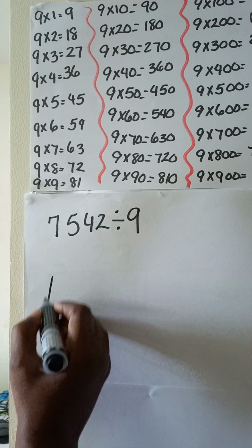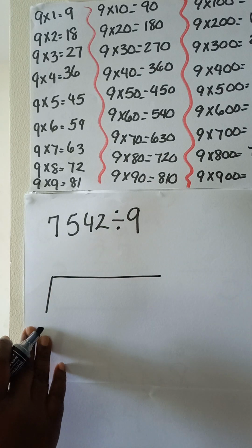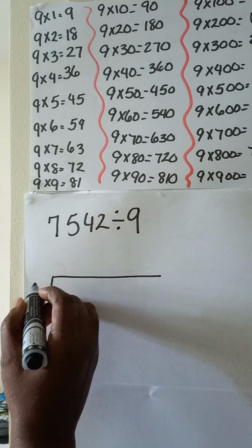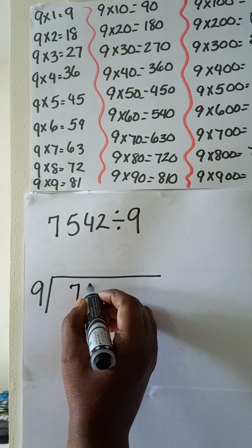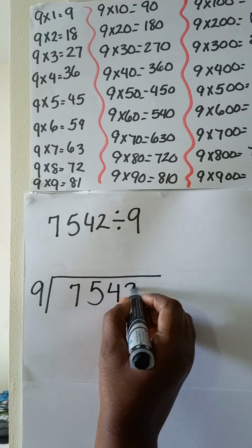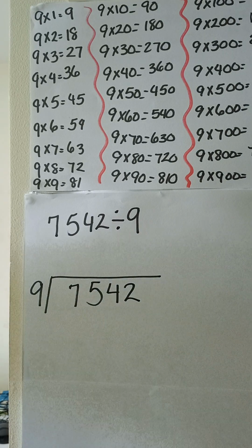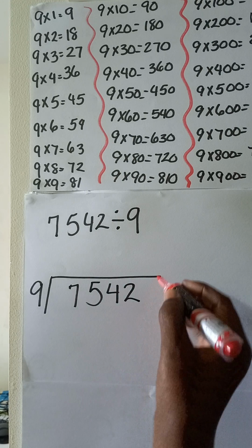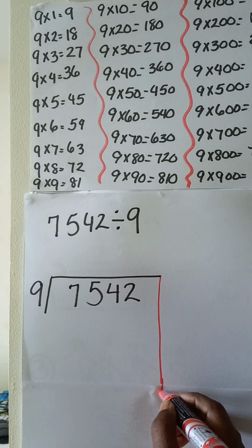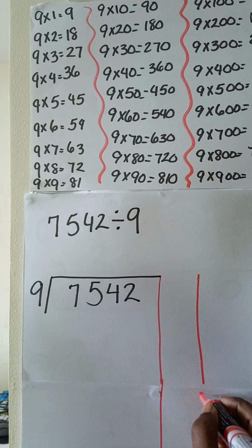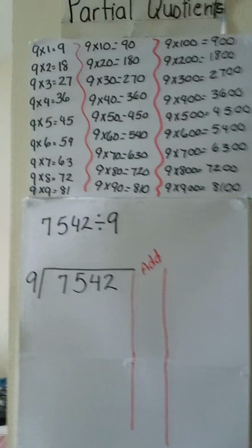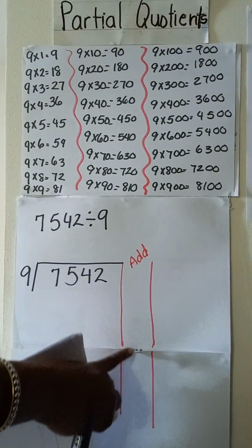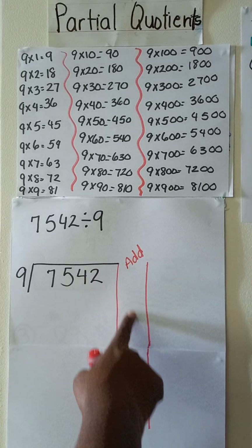So I'm going to write my division symbol, my division bar. I have my divisor, which is 9, and then I have my dividend, which is 7,542. Then I am going to draw 2 lines on the side. Here, I'm going to write the word add, because anything in this column is telling me that I'm going to add.